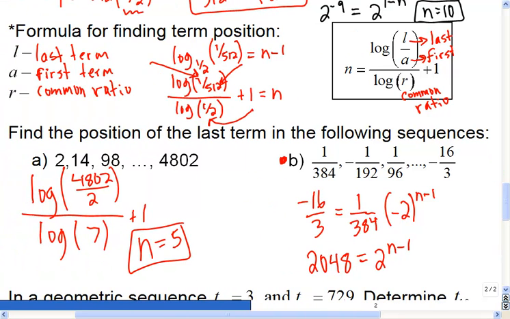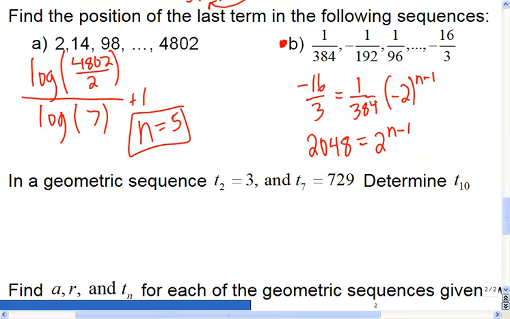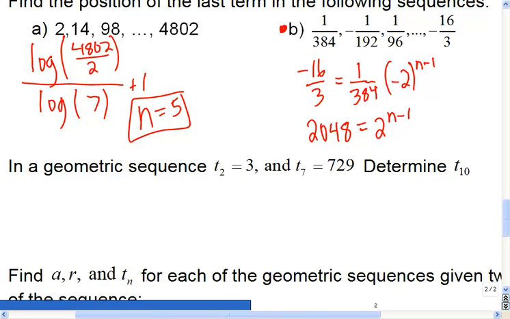So beyond finding a term and finding out what number a term is, the last thing, I guess I'll call them clue questions. So I'm going to give you some clues. You have to be able to work out the rest of the information. So for example, the clues are term 2 is 3, term 7 is 729. Use that information to figure out term 10.